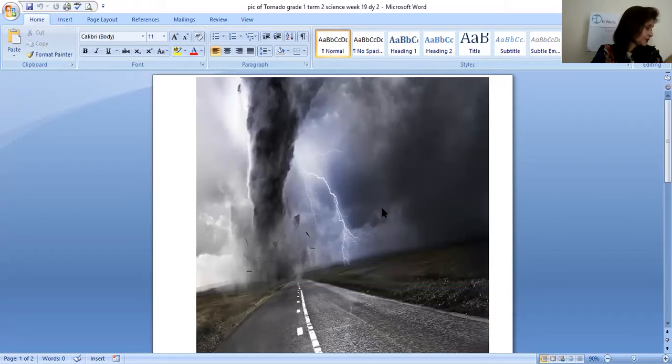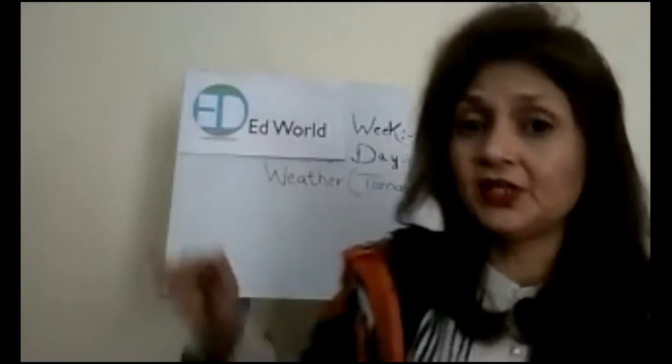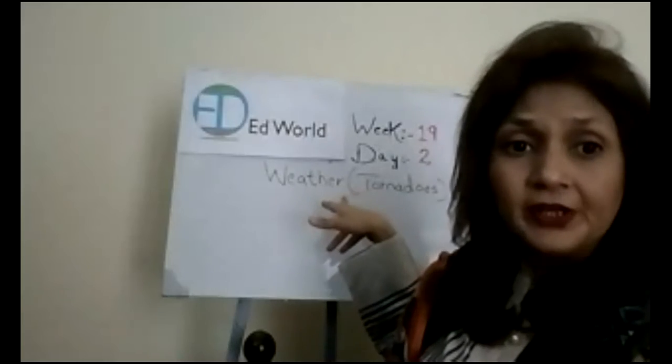Children, we call this type of weather a tornado. What do we call them? Tornadoes. We call them tornadoes. So our weather for today is tornadoes.